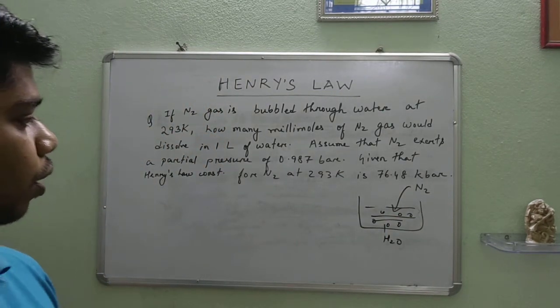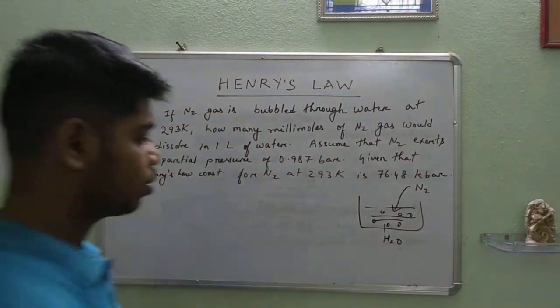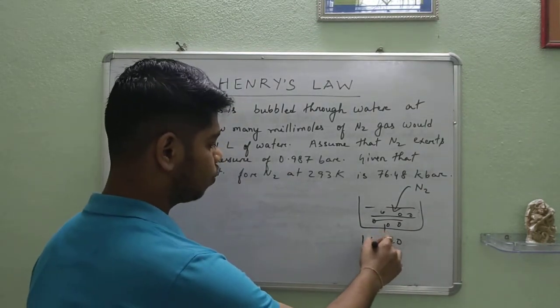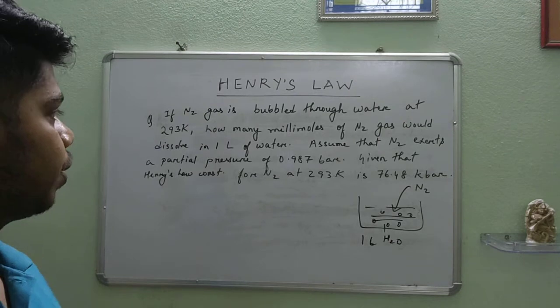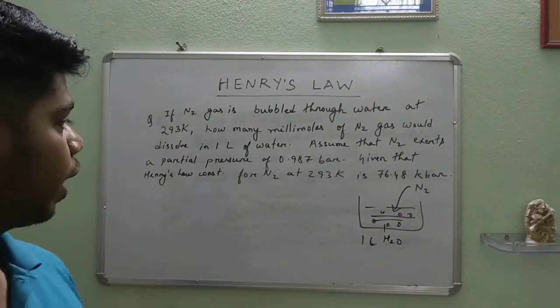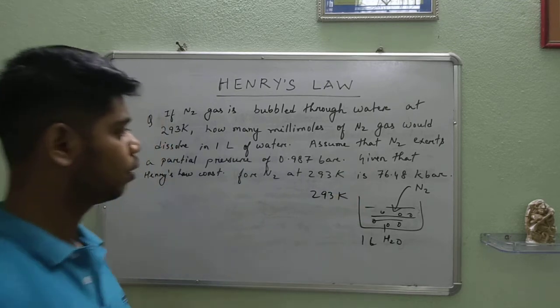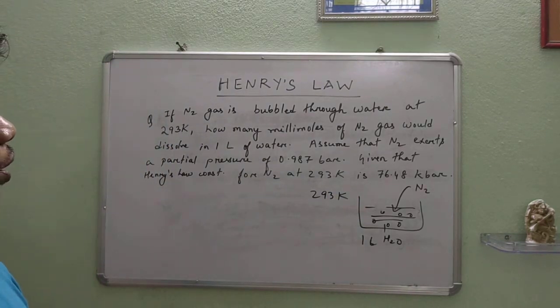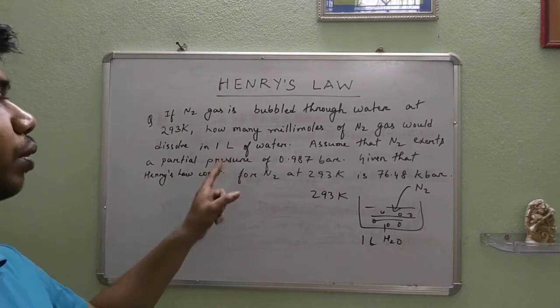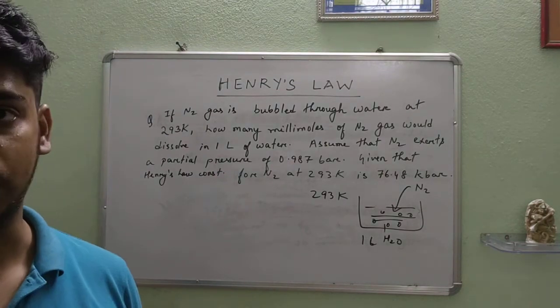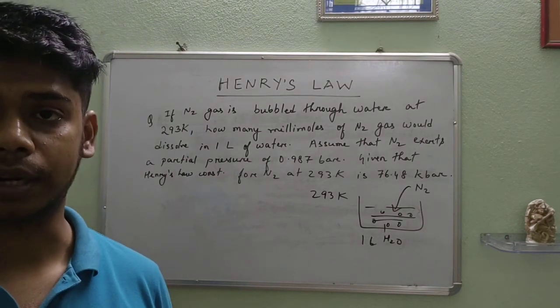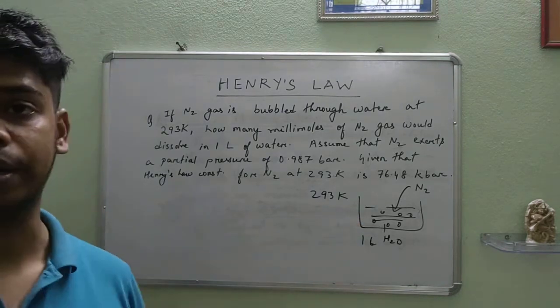Okay, how much quantity of water is taken? It is 1 liter. 1 liter of water is taken. Nitrogen gas is being dissolved at what temperature? 293 Kelvin temperature. Okay, so it is asked how many millimoles of nitrogen gas would be dissolved in 1 liter of water.